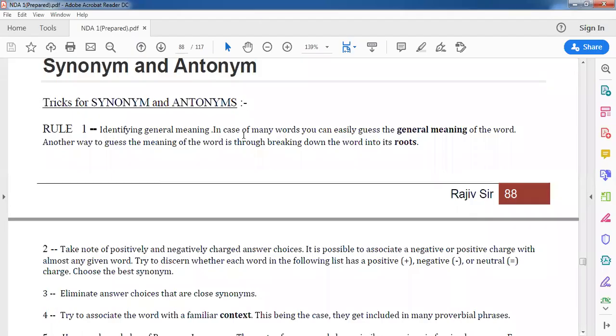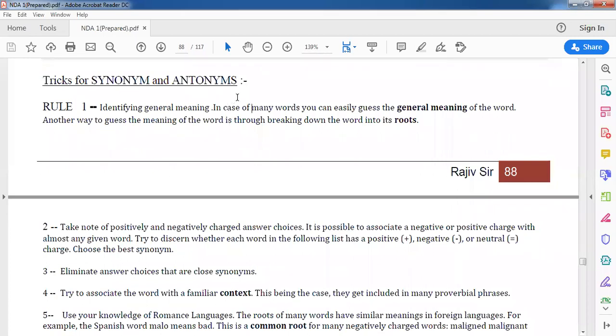Yes, guys, we are starting with synonyms and antonyms first. Now, synonyms and antonyms. What do you mean by synonym? Synonym means a word having the same meaning. Antonyms means the word having a different or a separate meaning, right?